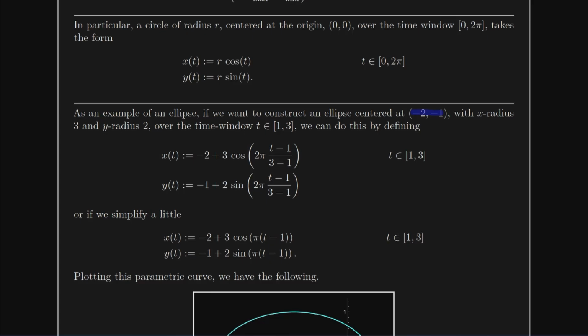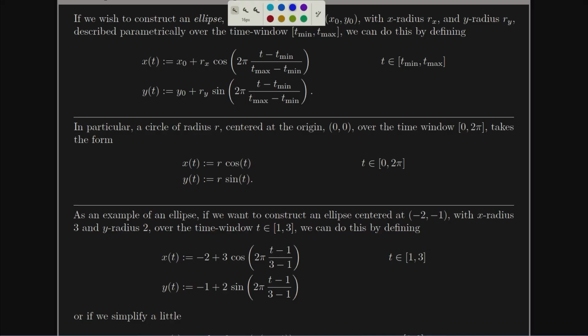As an example of an ellipse, suppose maybe I want to construct an ellipse centered at -2, -1, with an x radius of 3 and a y radius of 2 over the time window 1 to 3. How could I actually do that? Well, let's just refer back to my equations. My center, the x component is -2, so I'm going to plug in a -2 for x0. The y component is -1, so I'm going to plug -1 in for y0. The x radius is 3, so I'm going to plug a 3 in for the x radius. The y radius is 2, so I'm going to plug a 2 in for the y radius. And the time interval is 1 to 3, and so t min will be 1 here, here, here, and here. There's my 1, 1, 1, and 1, and a 3 here, here, and a 3 here, and here.